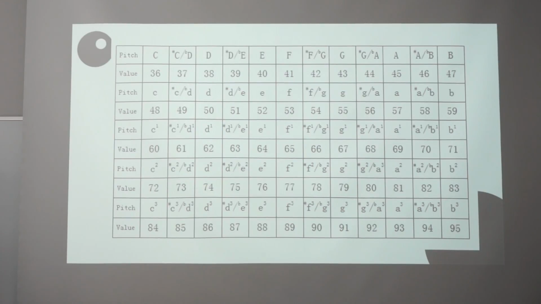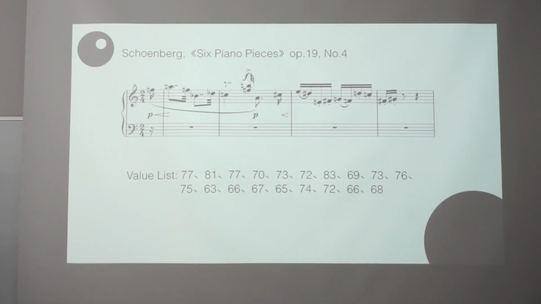Let's take Schoenberg's work as an example, 6 piano pieces. In this way, we can define the first note, F, as 17/7. Second note, A, is 18/1, and so on. We can find out a value list to calculate.